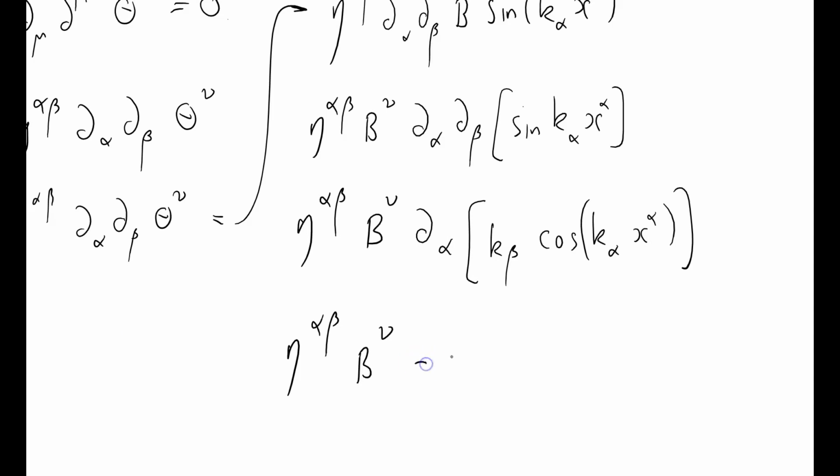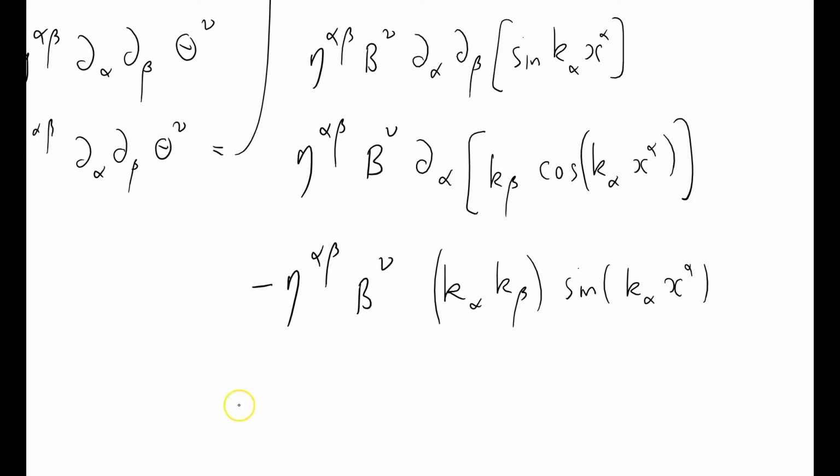And now we've got a minus k_α k_β sin(k_α x^α), since it's differentiated cos, it turns to a sine. That sign goes there. Equals b_ν, oh there's a minus there, sin(k_α x^α), that term's there. I'm going to use one of those indices to raise it. That's going to be a k^β. Do you see what I've done? I've used this index here.